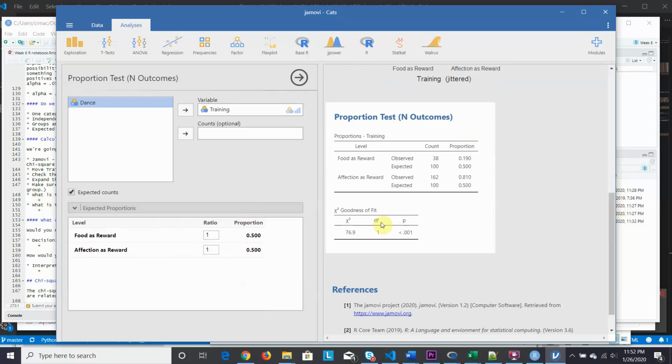So we can see here that we have a chi-square statistic of 76.9. It used to be that p-values were kind of hard to calculate, so they would use tables of things.